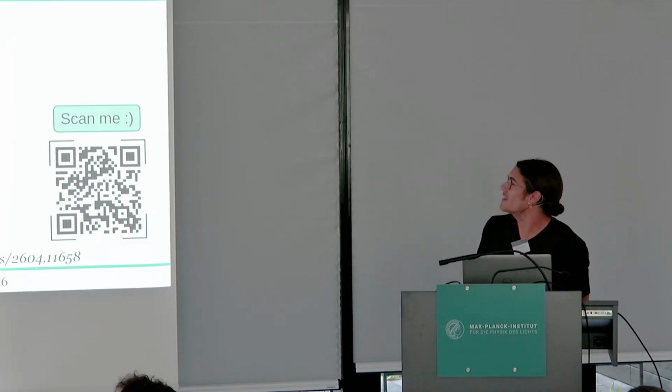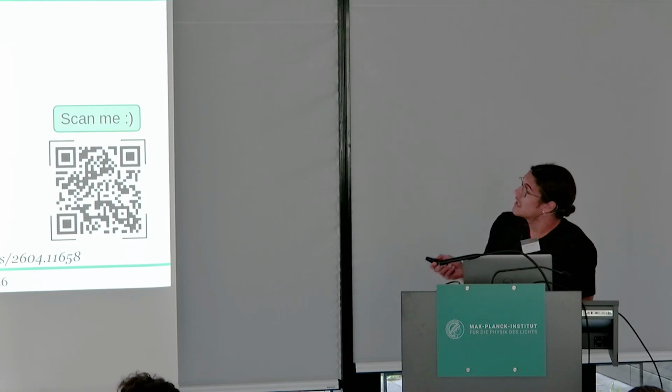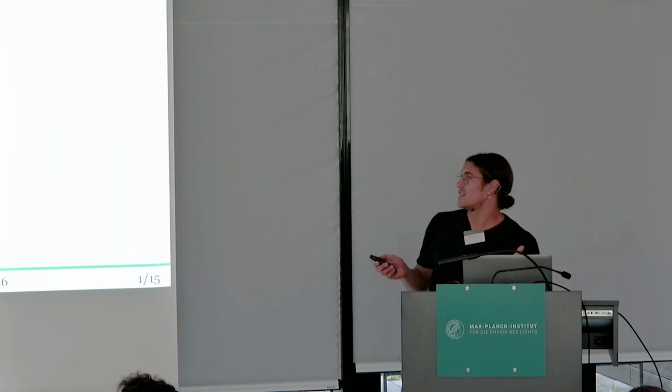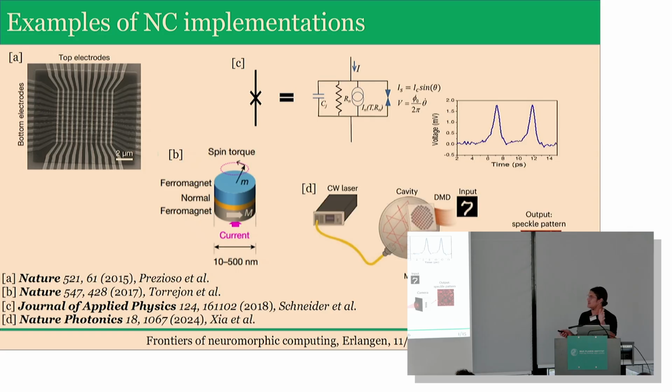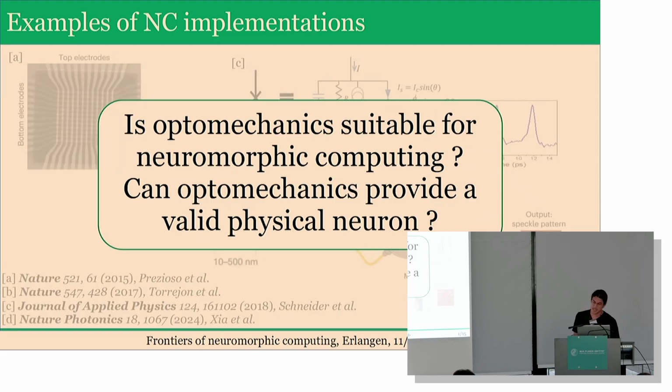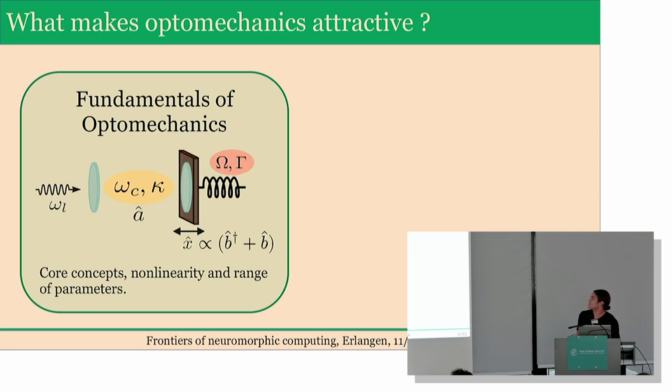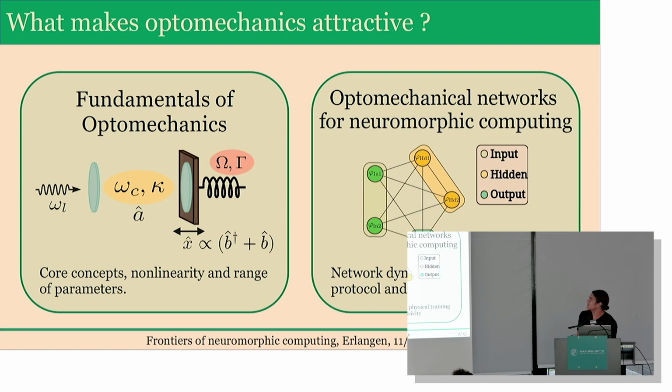As you may read, the title is, the goal is to do neuromorphic computing with optomechanical oscillators. Normally I would give a brief introduction about neuromorphic computing, but I think you are all well familiar, so we'll get straight to the point, which is: is optomechanics suitable for neuromorphic computing, and can optomechanics provide a valid physical neuron? To address this question, I would like first to provide you a bit of an overview about the fundamentals of optomechanics, and eventually give you our results about what we've been able to do with optomechanical networks.